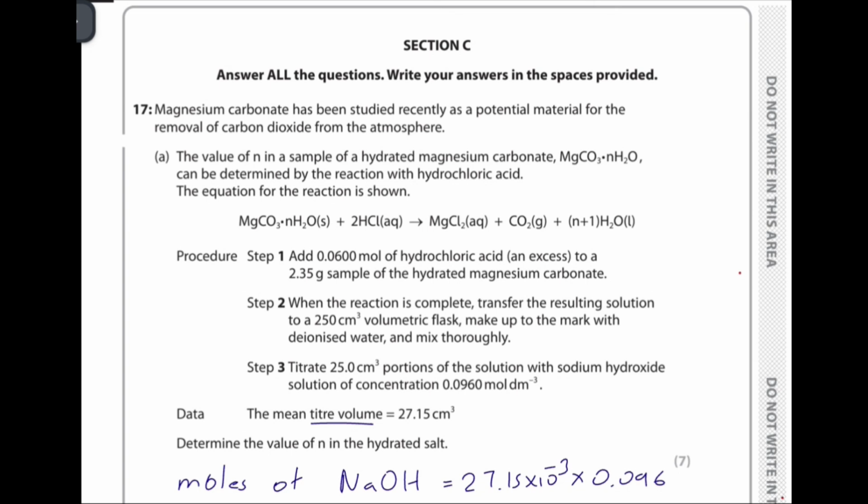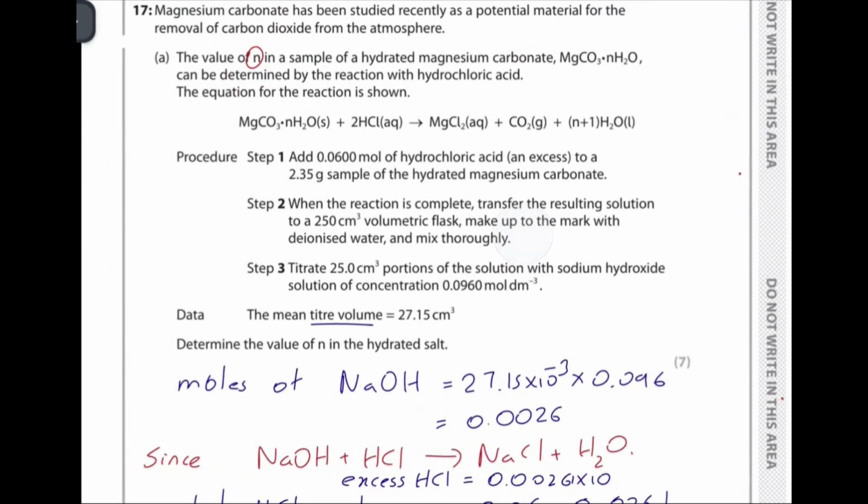Question number 17. Magnesium carbonate has been studied recently as a potential material for the removal of carbon dioxide from the atmosphere. The value of n in a sample of hydrated magnesium carbonate, MgCO3·nH2O, can be determined by the reaction with hydrochloric acid. The equation for the reaction is shown. So they have given the equation and the procedure as well.